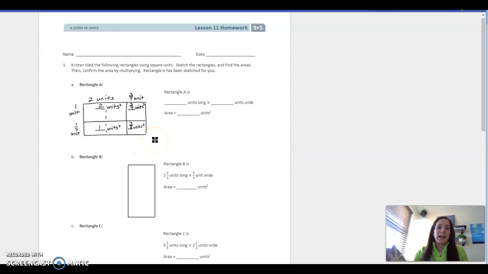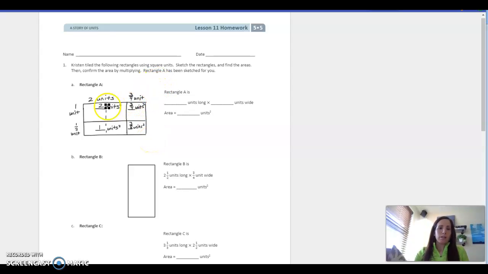It said that Kristen tiled the following rectangles using square units. Sketch the rectangles and find the areas. So this one they gave you the rectangle already. You're just going to have to go ahead and draw your own rectangle. And then it says, then confirm the area by multiplying. It says rectangle A has been sketched for you.